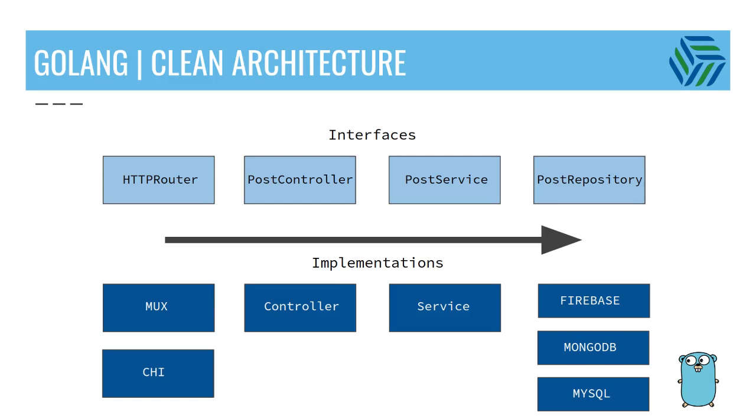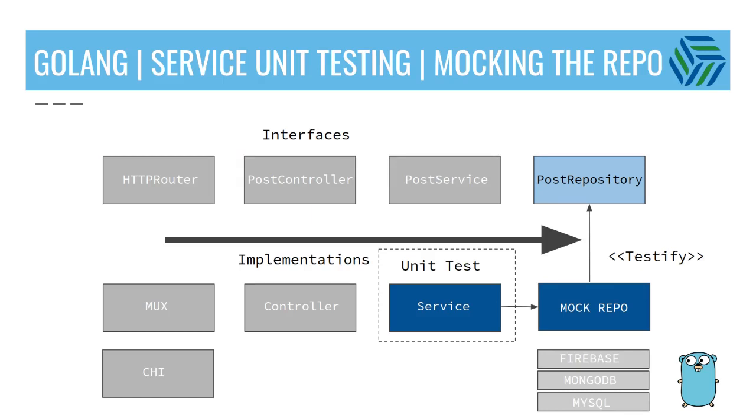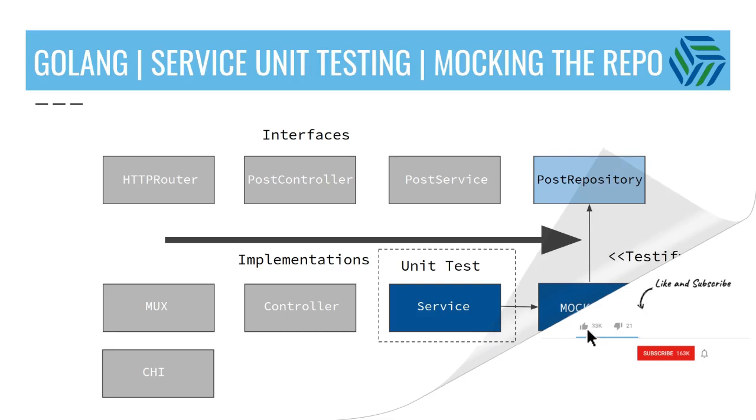This HTTP router delegates the requests to the controller layer, and the controller collaborates with the service layer, and the service layer is the place where the business logic is implemented. The service layer interacts with the repository. This repository could be a Firestore database, MongoDB, MySQL, DynamoDB, Postgres, or any other database. This repository could also be a mock repository, and that's what we are going to use to isolate our post service in order to test it.